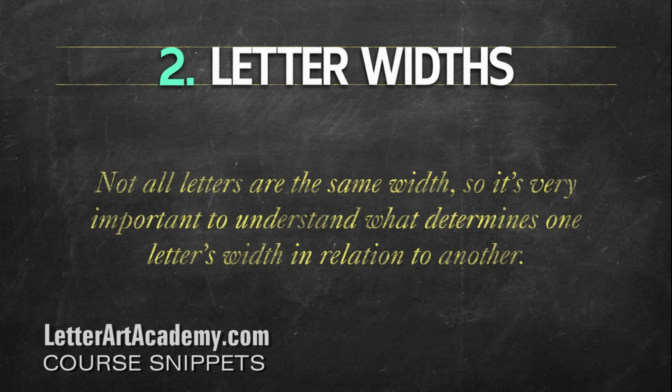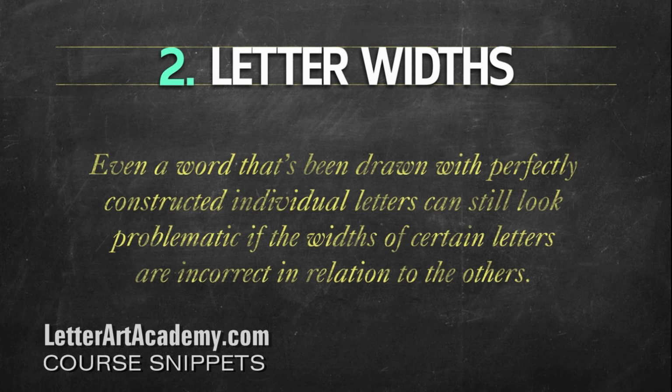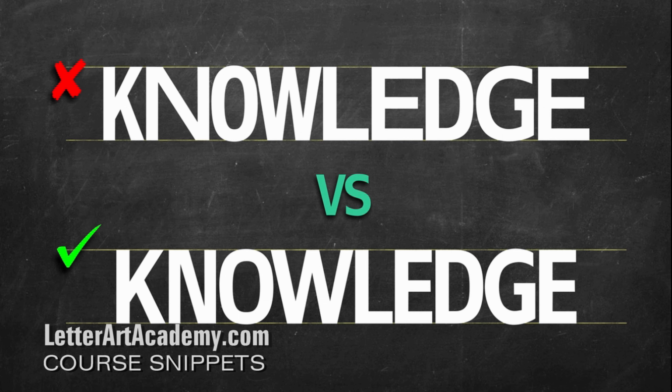Not all letters are the same width, so it's very important to understand what determines one letter's width in relation to another. Even a word that's been drawn with perfectly constructed individual letters can still look problematic if the widths of certain letters are incorrect in relation to others. Here's an example.